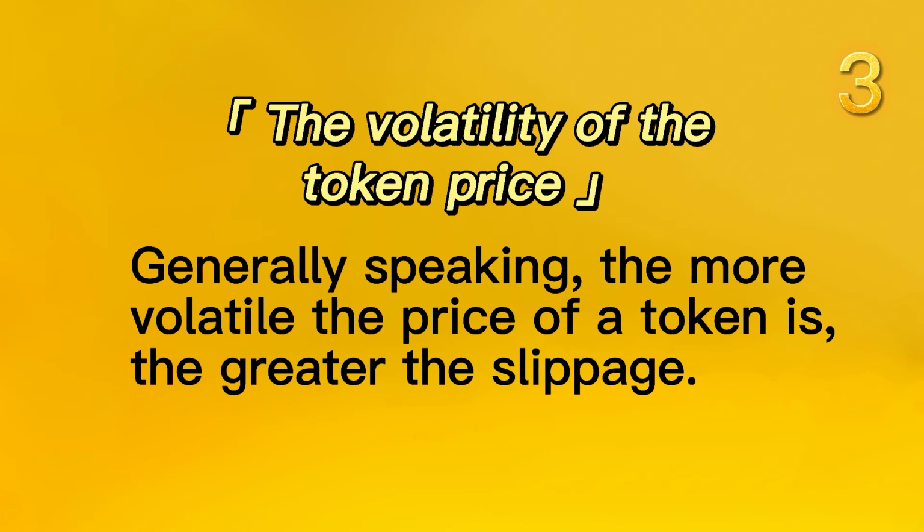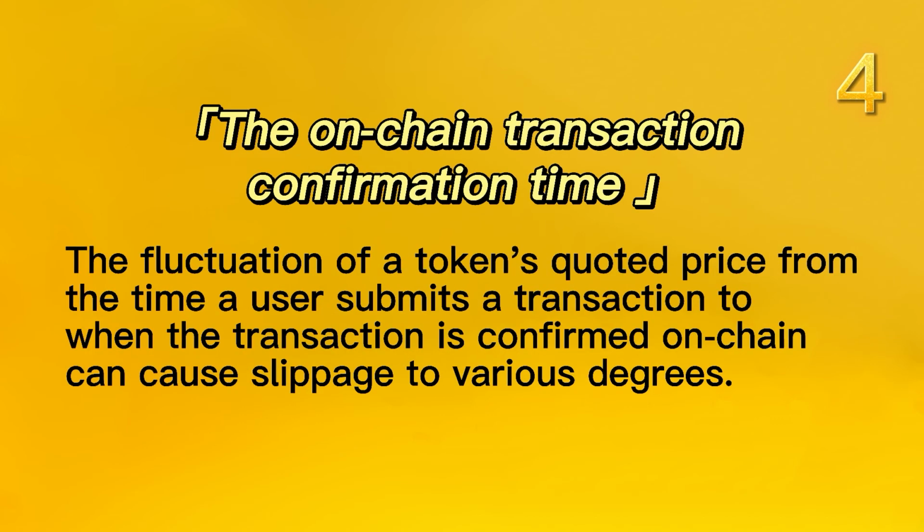The fourth and the final factor is the on-chain transaction confirmation time. The fluctuation of a token's quoted price from the time a user submits a transaction to when the transaction is confirmed on-chain can cause slippage to various degrees. For example, when trading for the same token at the same time, User A offers a higher gas fee to get his or her trades to be confirmed before User B, who offers a lower gas fee.